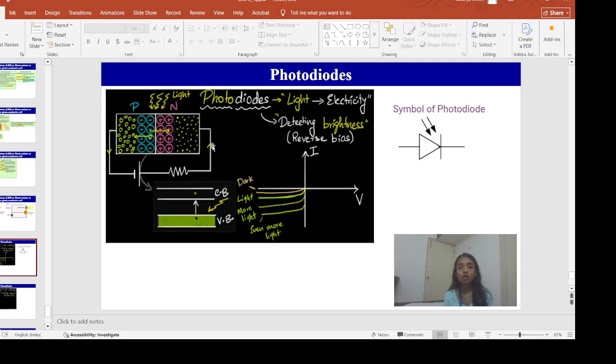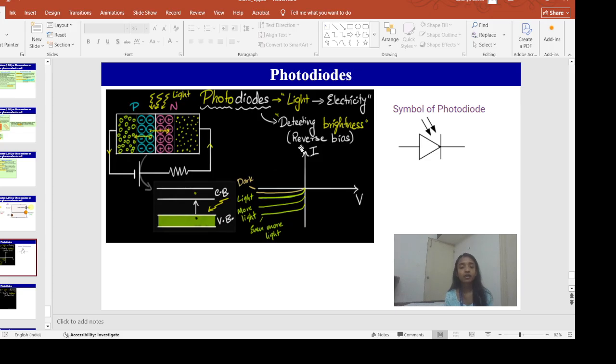Okay, so that is why the magnitude of the photocurrent will depend upon the intensity of the light, the brightness of the light. That is the main function of this photodiode. Now, if I have already considered to make a photodiode, we are considering the reverse bias PN junction.